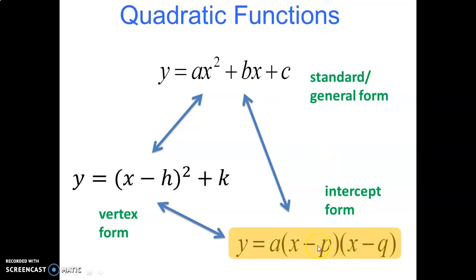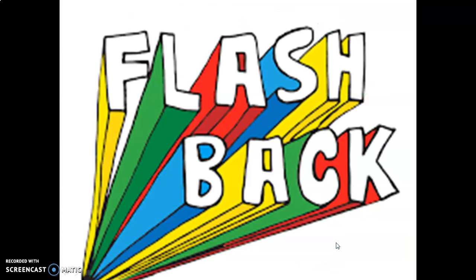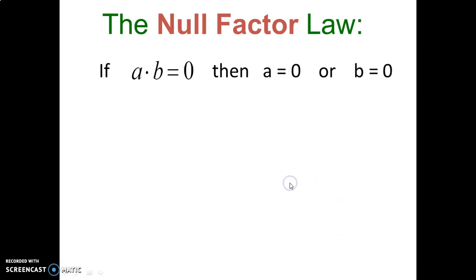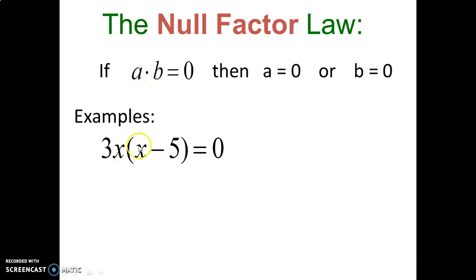All right, so it looks like this. And this might look familiar. Let's take a look why. Flashing back, looking back on something we've learned a few years ago, and we've talked about in this class as well, the Null Factor Law. We know that if you have A multiplied by B and it equals 0, then either A is 0 or B is 0. The only way you can multiply two things and get 0 is if one of the two things is 0.